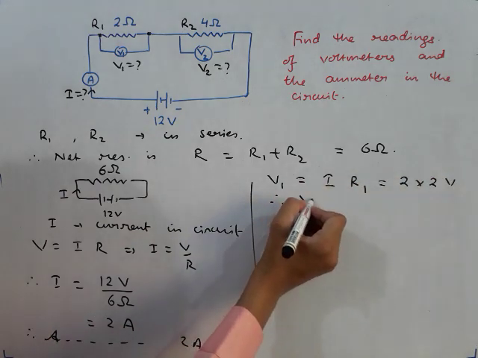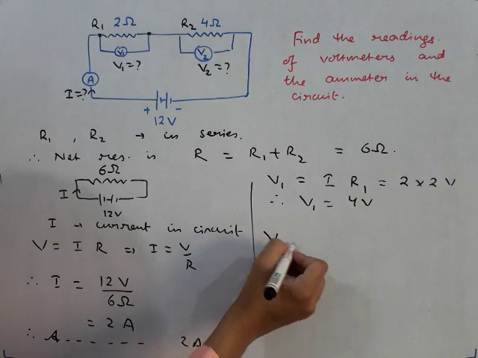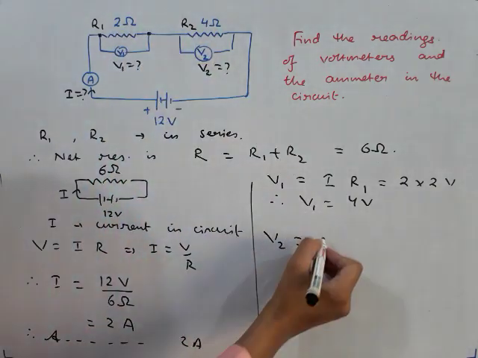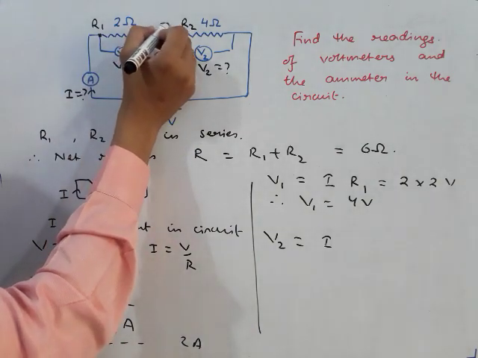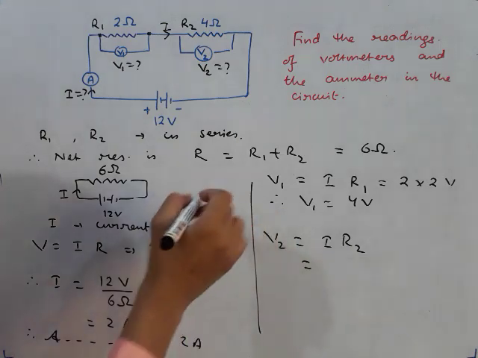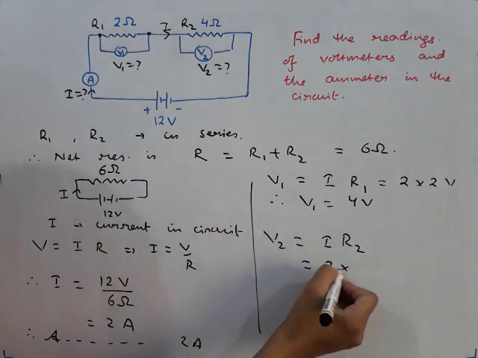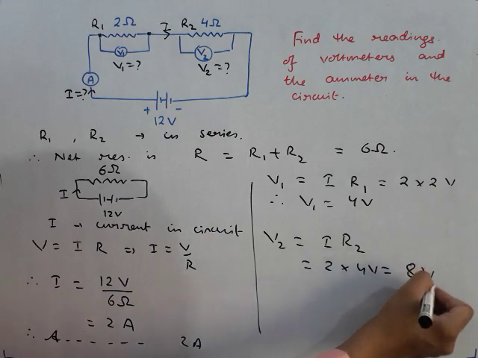So therefore V1 is equal to how much? 2 into 2, that is 4 volts. Likewise V2 will be how much? V2 will be the current through this resistance, that is I. The same current I will flow through this resistance also, times its resistance R2. I is how much? 2 ampere, and what is R2? 4. So 2 into 4 volts, that is 8 volts.